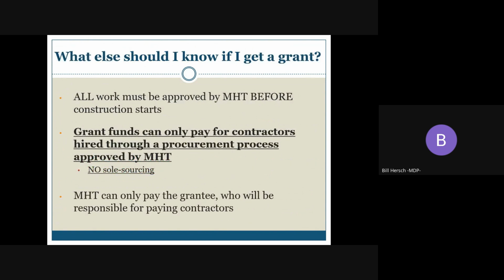So a few other things to think about. If you are awarded a grant, all work must be approved by MHT before construction begins. Grant funds can only pay for contractors hired through a procurement process approved by MHT, and MHT can only pay the grantee directly, who is then responsible for paying the contractor. Any work performed without going through this procurement process will not be funded by the grant. You can reach out to us over what the procurement process entails, and we're always happy to help you develop a request for proposal or with reaching out to qualified tradespeople.